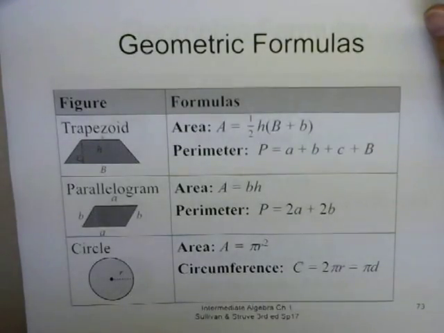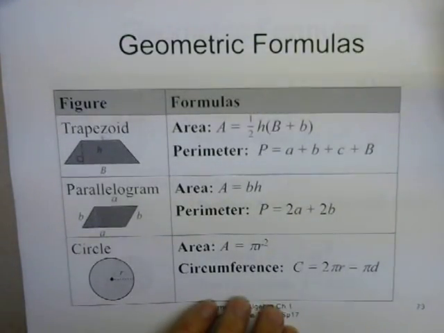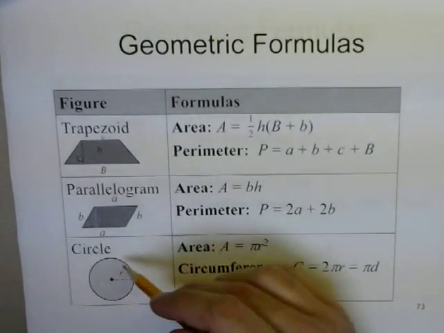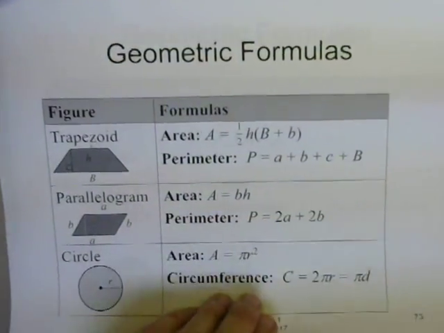Pi is one of those numbers you can't really write down exactly. The circumference, which is kind of like the perimeter of the circle, the distance around the outside, is 2 pi times the radius, or pi times the diameter.